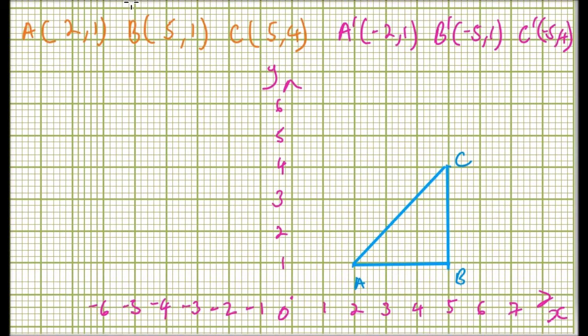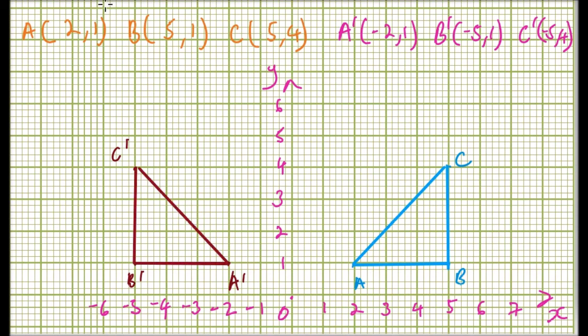After joining the 3 points, we are going to plot the triangle A'B'C'. So A prime is (-2, 1), we can put our A prime there. Our B prime is (-5, 1), so we have our B prime there. And our C prime is (-5, 4), so this is where we have our C prime. And then we join the 3 points to come up with the image, the triangle A'B'C'.